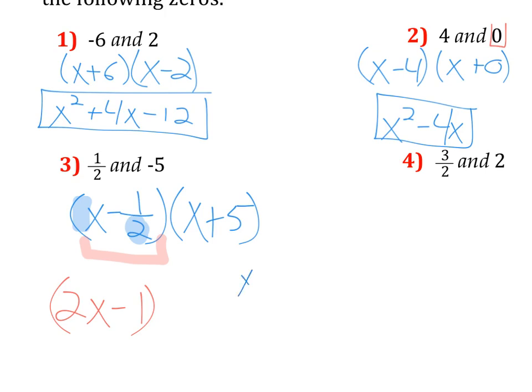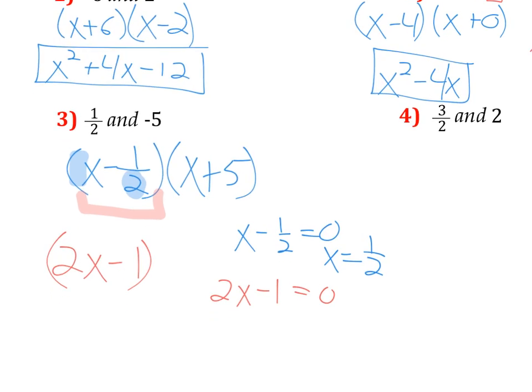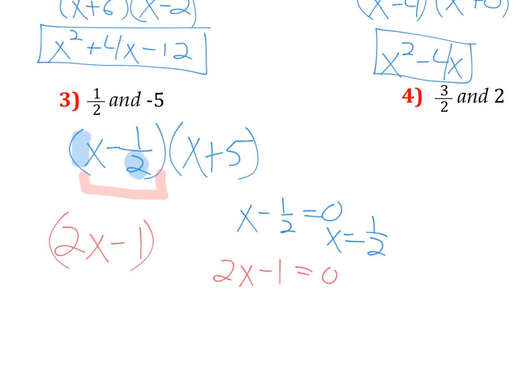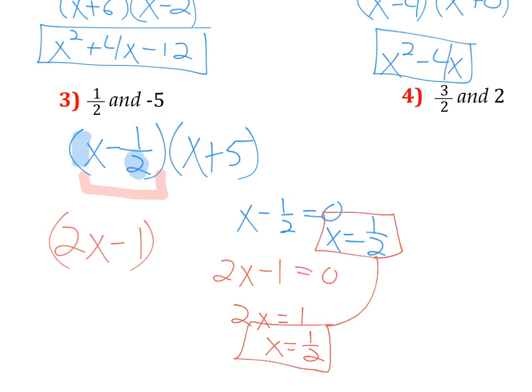If I had x minus 1/2 and I set that equal to 0, I could solve that x equals 1/2, easy peasy. If I were to set 2x minus 1 equal to 0, well, I'd just add 1 to the other side. 2x equals 1, and then divided by 2, x still equals 1/2. So we're still going to get the same result, regardless of how it's formatted.